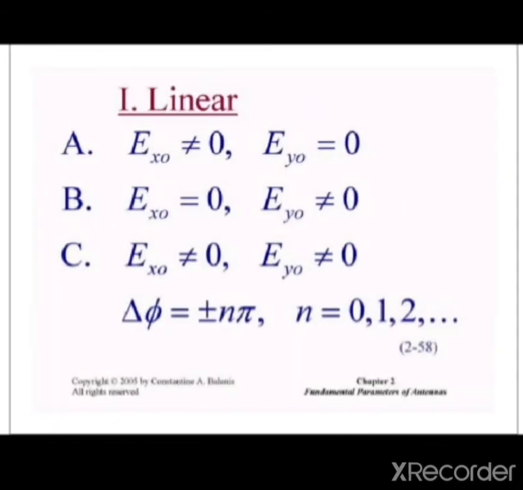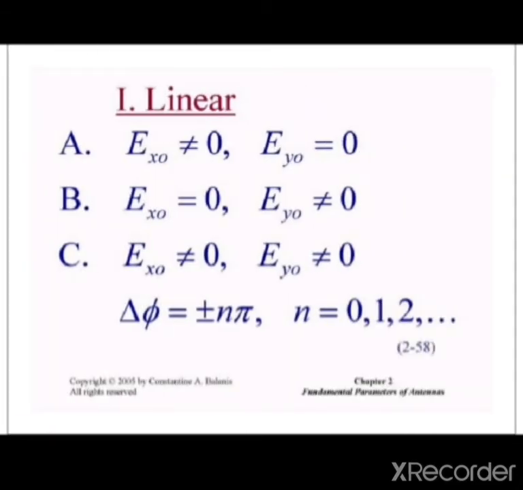Now for the linear polarization, as I just told, Ex naught and Ey naught: Ex naught is not equal to 0 and Ey naught is 0, or Ex naught is 0 and Ey naught is not equal to 0, or both are not equal to 0. That means, for linear polarization, if Ex is not equal to 0, some value is there, and linearly it lies only on the x-axis, with Ey equal to 0, and similarly vice versa. When both are there, the delta phi is equal to plus or minus n pi, where n is 0, 1, 2, 3 and so on.